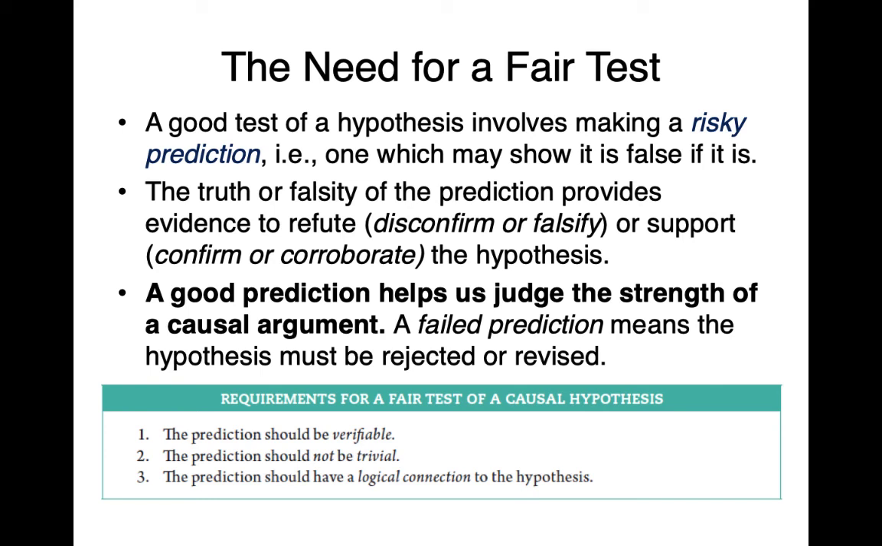A good prediction helps us judge the strength of a causal argument. A failed prediction means the hypothesis needs to be rejected or revised. And these are the requirements for a fair test of a causal hypothesis. The prediction needs to be verifiable. It should not be trivial. It should be informative. The prediction should have a logical connection to the hypothesis.